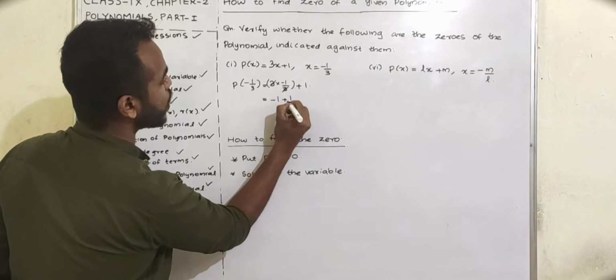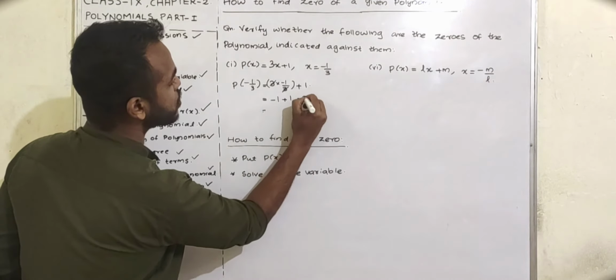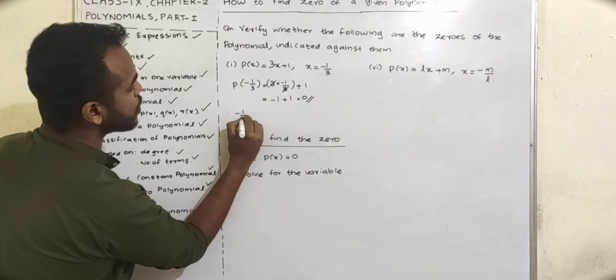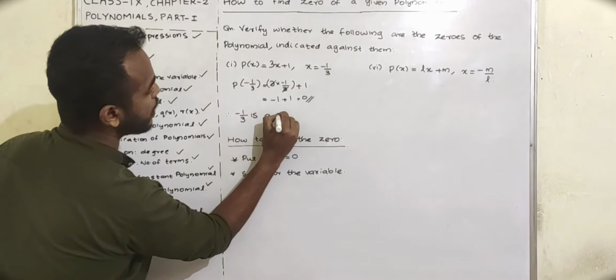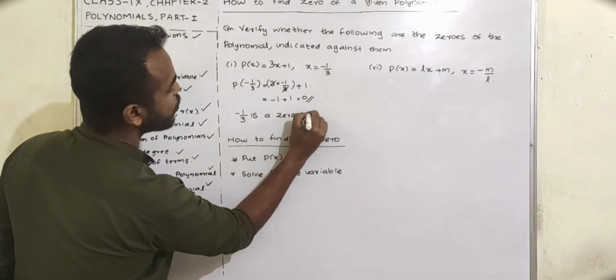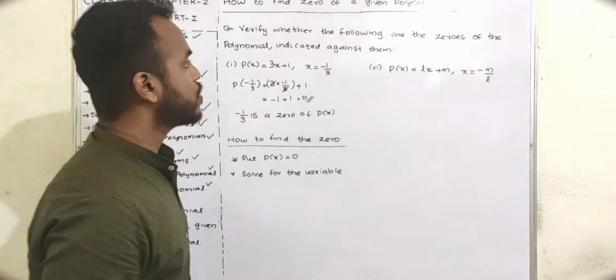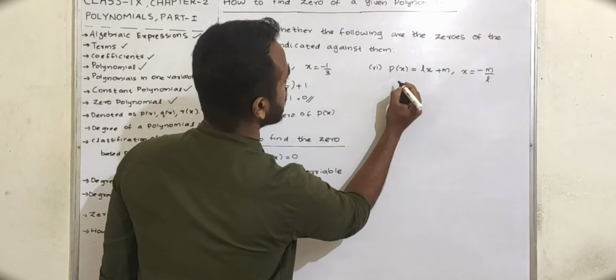Minus 1 plus 1. So you get the value 0. So we can say therefore minus 1 by 3 is a 0 of p of x. That's all. Now the sixth one also I am trying to do.